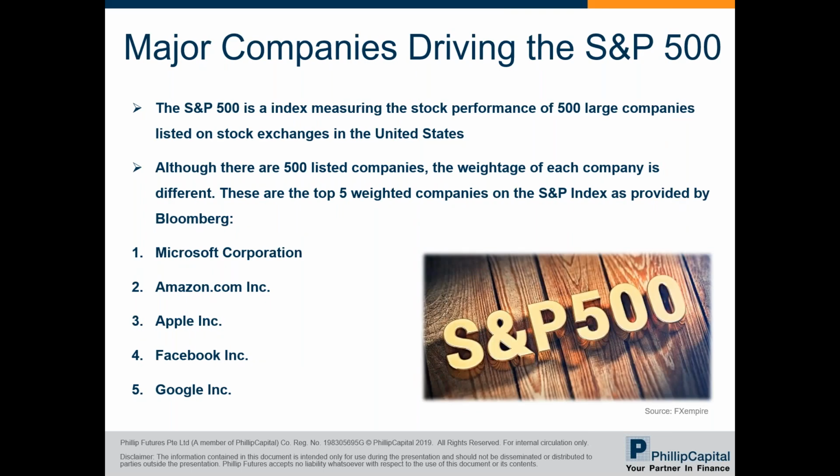A little bit on the S&P. The S&P 500 is a US index measuring the stock performance of 500 large companies listed on the stock exchange in the United States. Although there are 500 listed companies, the weightage of each company is different. I just listed the top five weighted companies on the S&P index as provided by Bloomberg: Microsoft, Amazon, Apple, Facebook, and Google. Definitely, as with the Dow Jones Index, any stock price movements in these five companies would lead to a significant movement in the S&P 500 index.